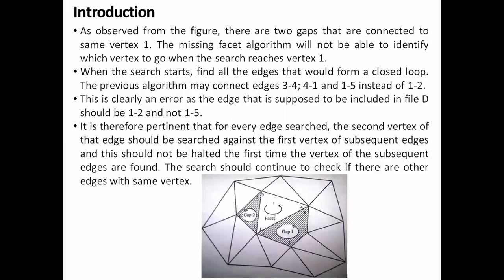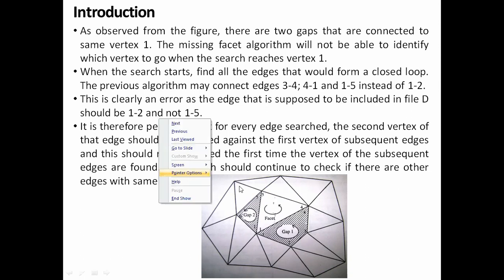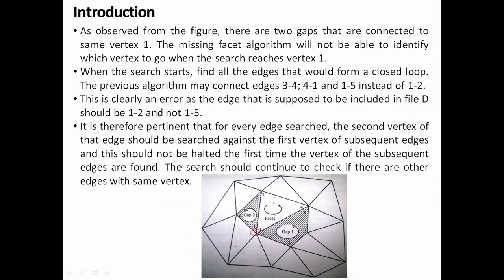Now, if you look at this figure very closely, what you observe is that this vertex 1 is actually common for both gap 1 and gap 2. So the problem actually changes its definition from the previous problem, because in the previous problem we were looking at the gaps as an individual entity, but here the gaps are coincidental. They have a common vertex, a coincidental vertex.